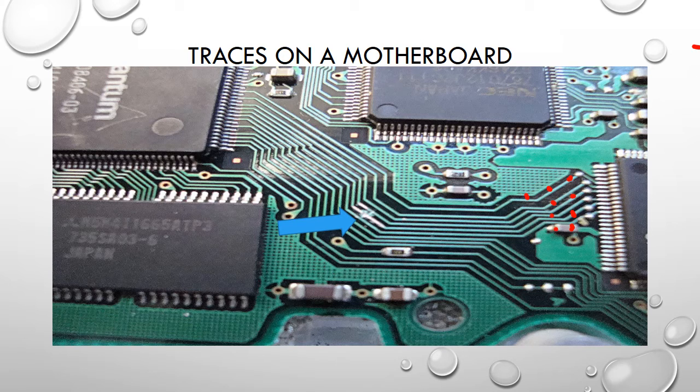Now, parallel communication, the benefit is that it used to be much, much faster because serial used to be not as accurate. But now serial is not only faster, but it's also much more accurate. So we use serial communications a lot more now than we used to. Which means we don't have to have quite as many traces on our motherboard, and our chips actually are way, way smaller now. You can see these are huge chips.